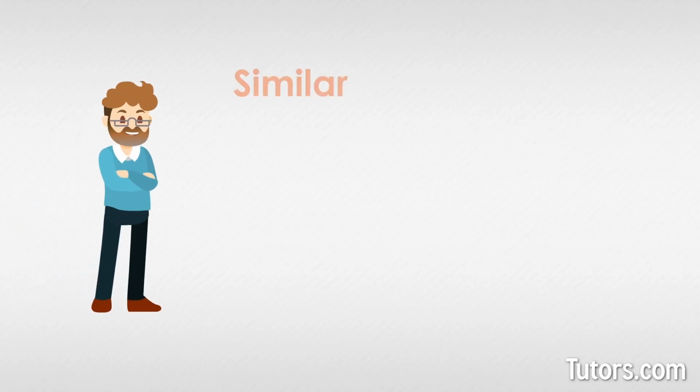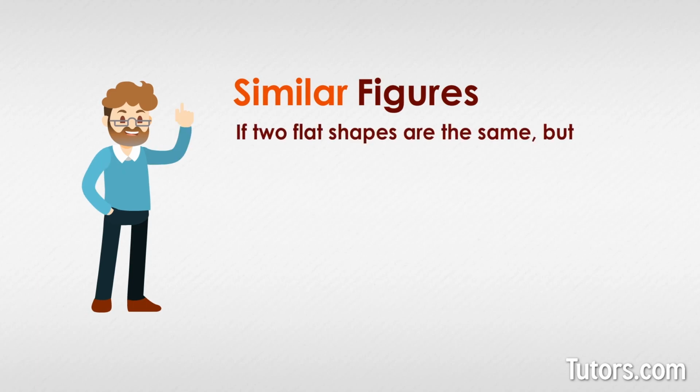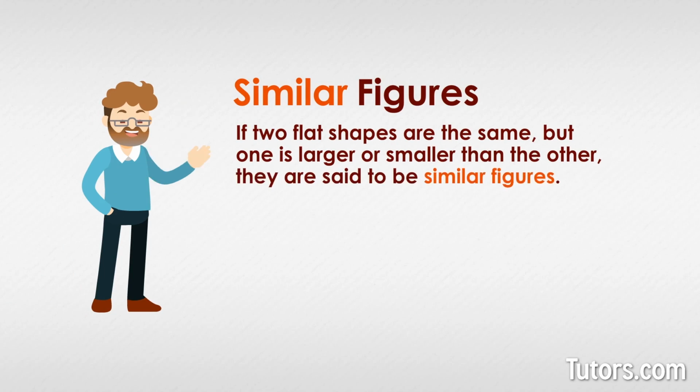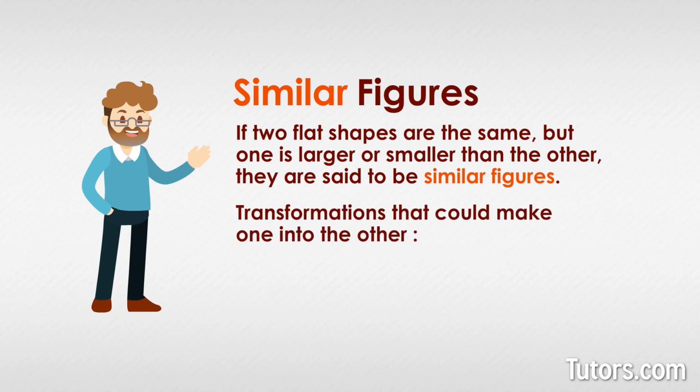Today we are going to learn about similar figures. If two flat shapes are the same but one is larger or smaller than the other, they are said to be similar figures. An easy way to test similarity is to consider transformations that could make one into the other: enlarge or shrink, flip, or rotate.